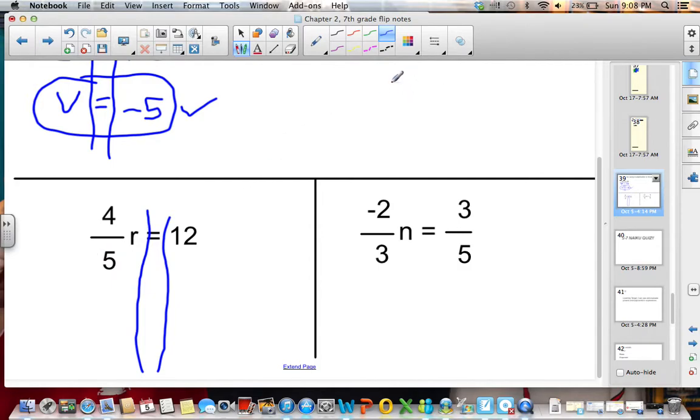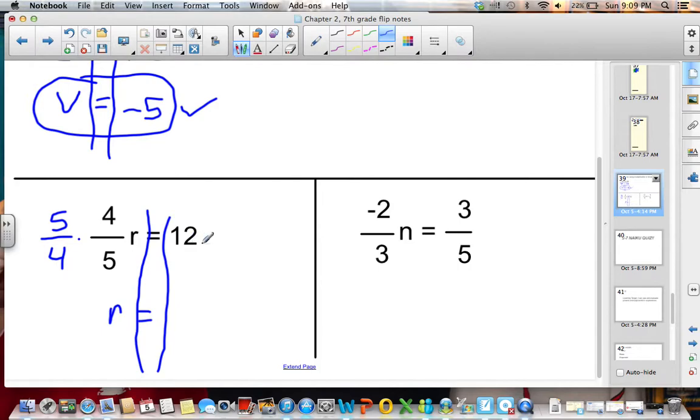Okay? So side note over here, well, I'll just explain. If we're dividing by a fraction, it's the same thing as multiplying by its multiplicative inverse or reciprocal, which I hope that you remember what that means. So the reciprocal of 4/5 is 5/4. So instead of dividing by 4/5, I'm going to multiply by 5/4. Because as you can see, 5 times 4 is 20. 4 times 5 is 20. 20 over 20 is 1. So then I'm just left with r.